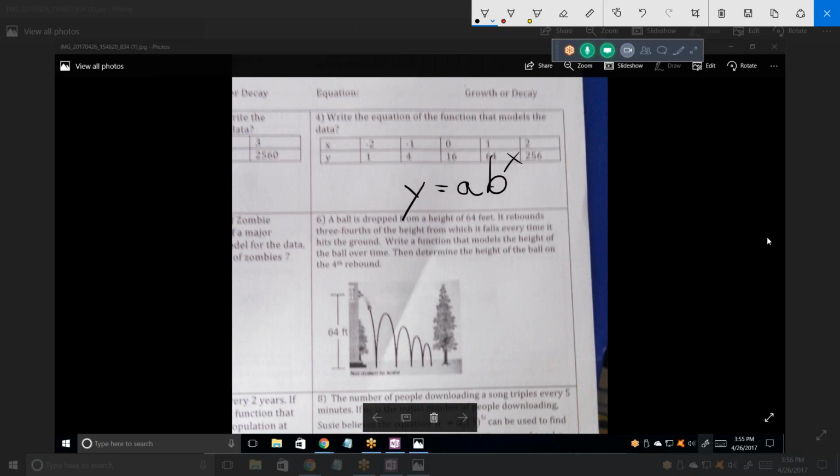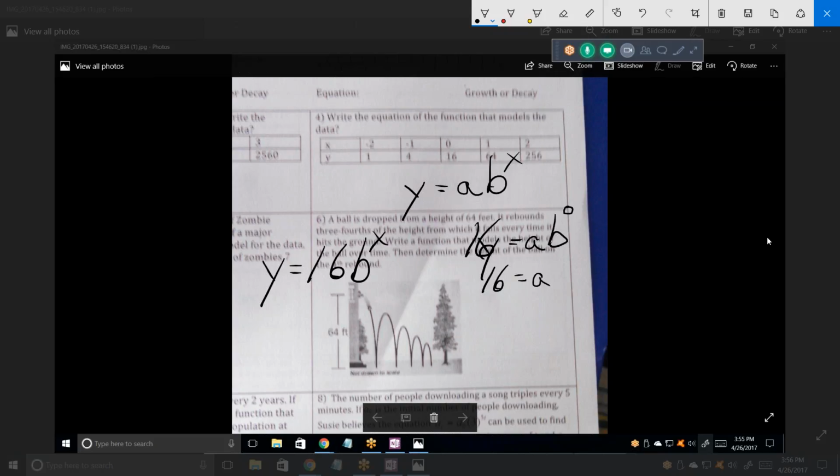The easiest value to look at is when you make x equal 0, because any number to the 0 power is 1. When I make x equal 0, they're telling us that y is 16, and that tells me that a is 16. So immediately I know that y equals 16 times b to the x power. Now I've got to solve for b.